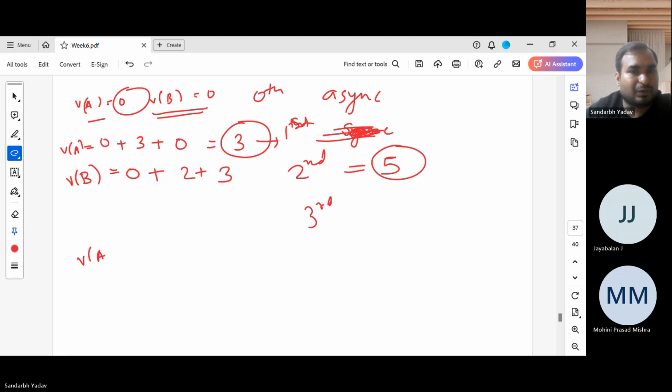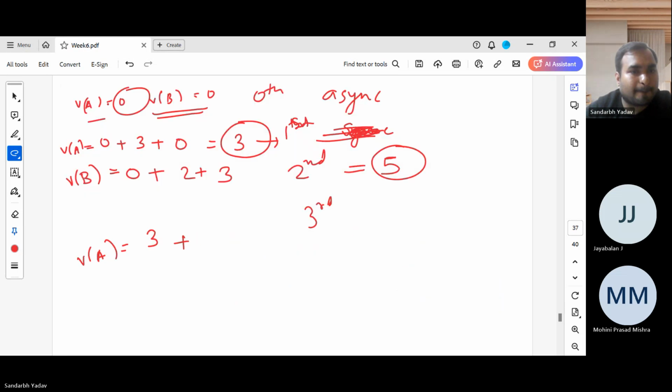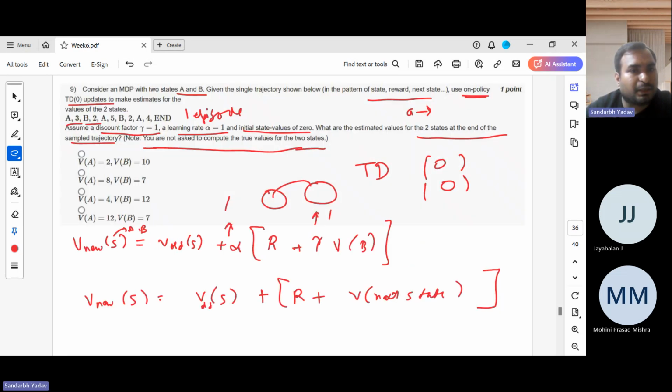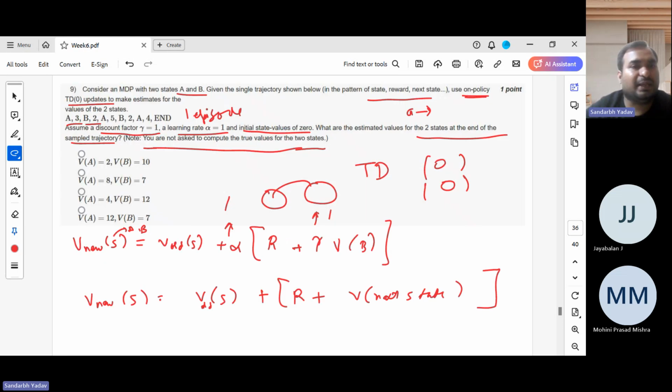So the old value of A is 3, right? Plus, what is the reward which we are getting? 5. Okay. And what is the value of B? B is 5. So in this way, it will be 30. And in the same way, you can do it till the end, and you will get some values and see what the answer is.